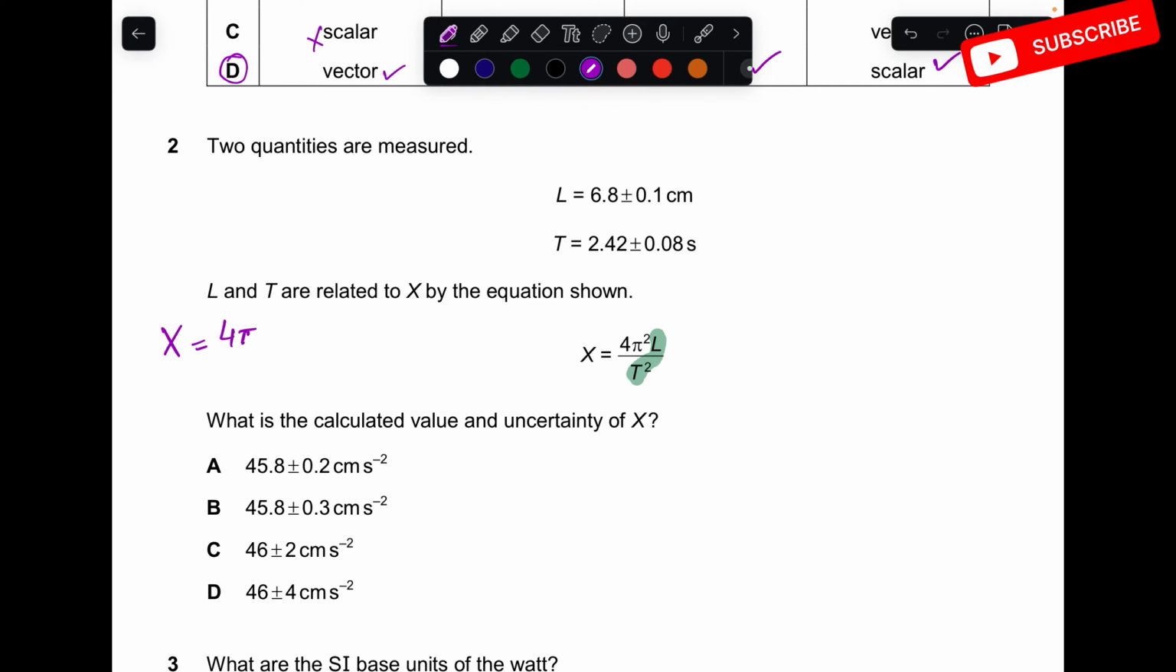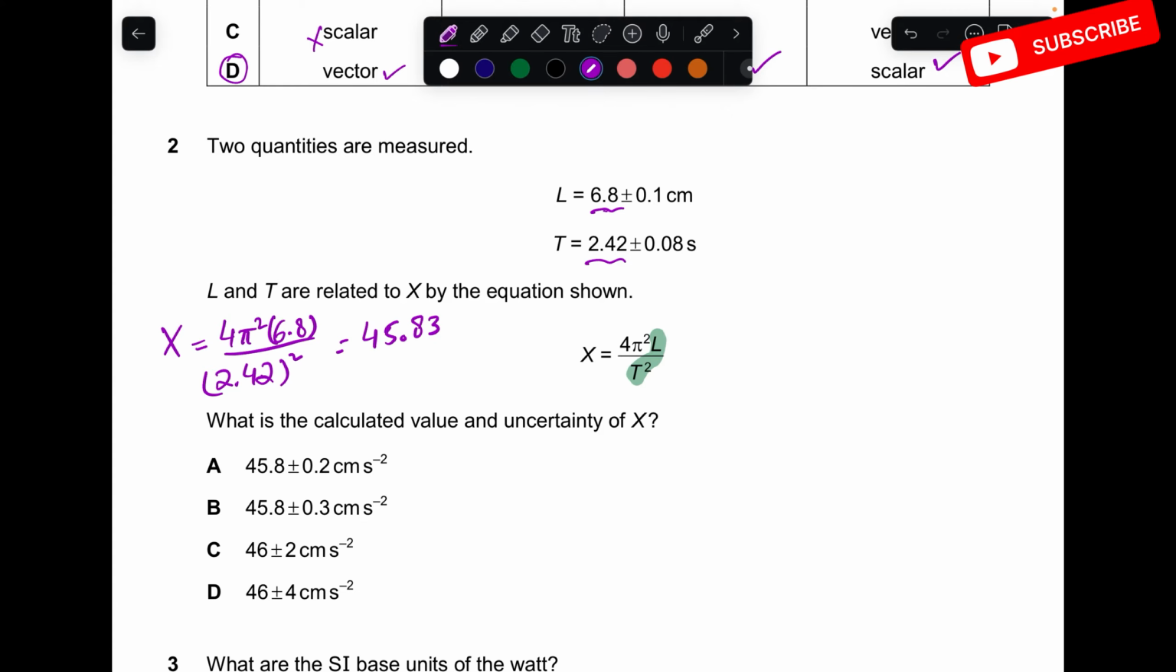4 into pi squared, L is this value, 6.8, and T is basically 4.2, 2.42, and there is a square on it. When you calculate, you will have 5.83. Okay, let's leave it as it is. Okay, let's sort it out.